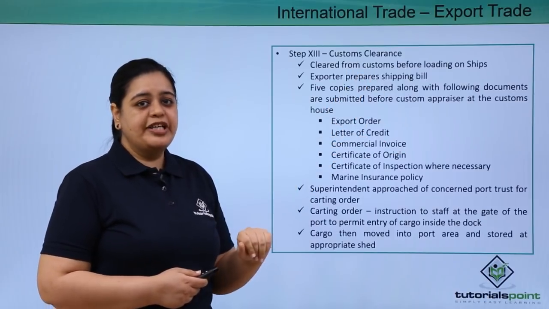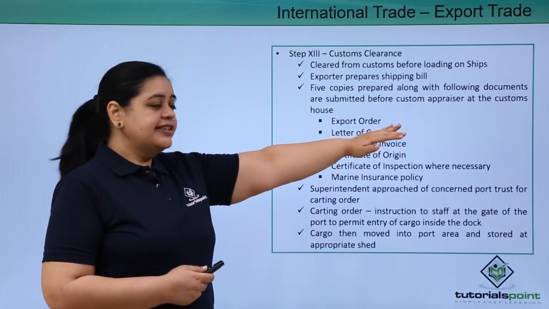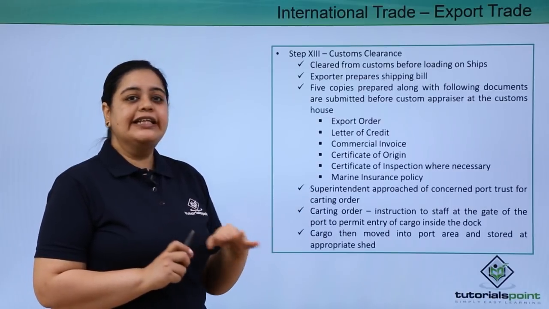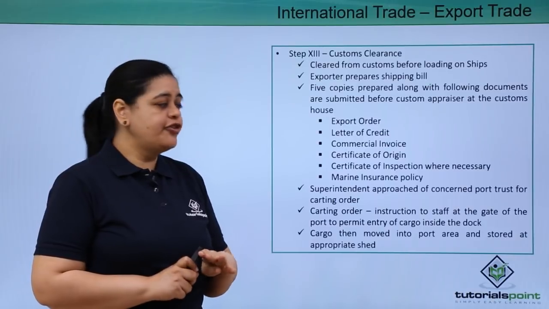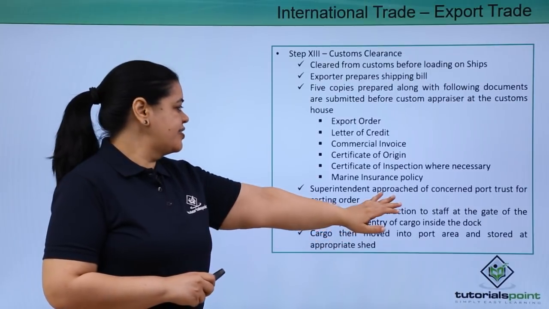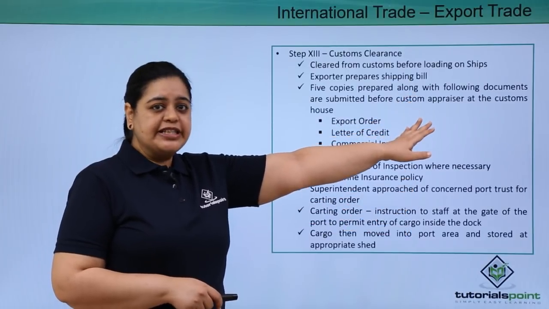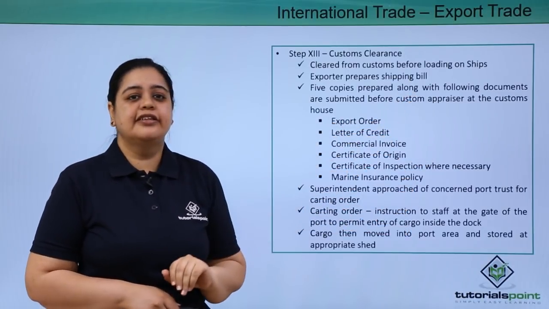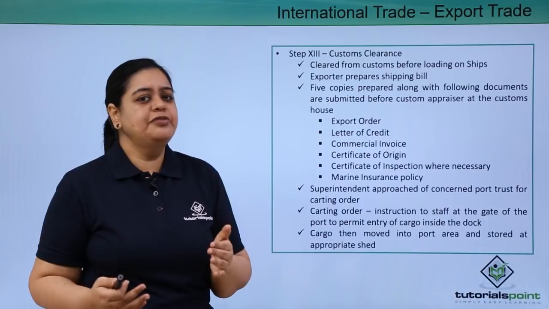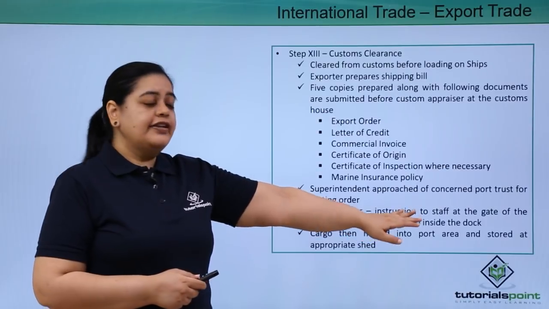There would be 5 copies which would be prepared along with certain documents. What are those documents? You need to have the shipping bill, along with that the export order, a letter of credit, the commercial invoice, certificate of origin, certificate of inspection wherever necessary, and your marine insurance policy. All these documents will have to be presented before the customs appraiser at the customs house. Remember that a customs appraiser is nothing but a customs officer who will clear the goods from customs.